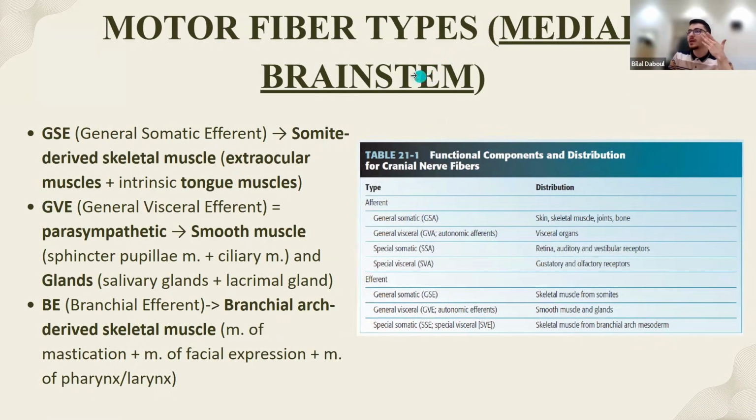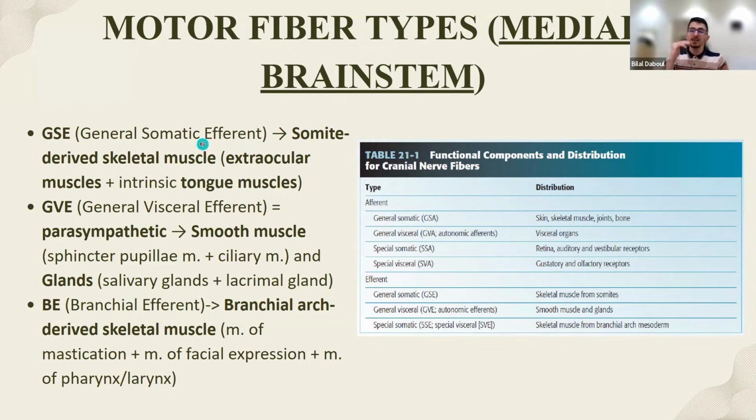The second slide would be, again, the motor fiber types. By definition, a motor fiber is a fiber, or an axon, that goes from the central nervous system, the brain, the spinal cord, whatever, to the periphery, to supply a structure, to elicit a function. So smooth muscle contraction, skeletal muscle contraction, and whatnot. Okay, so that's a very important point.